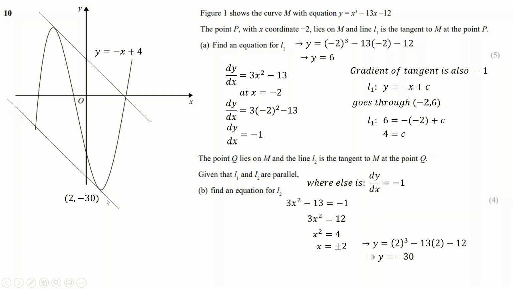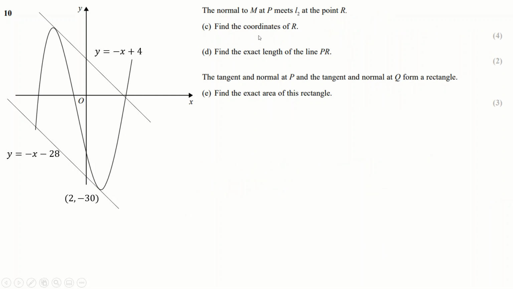To find the equation of this line, we know its gradient is -1 because it's parallel to this one, and we know it goes through this point, so we do the same thing we did before. And we solve for c as -28, which looks like it makes sense. And we get that there. Good. Last few parts of this question.